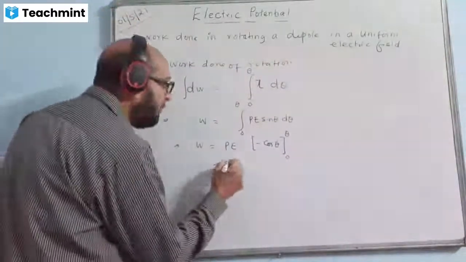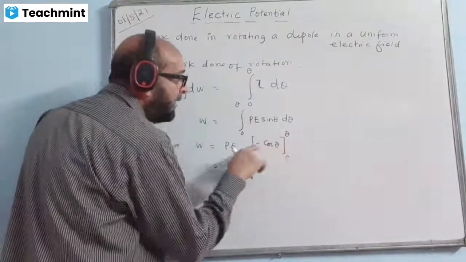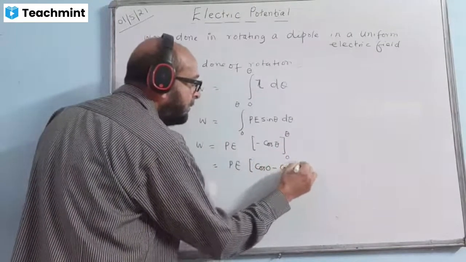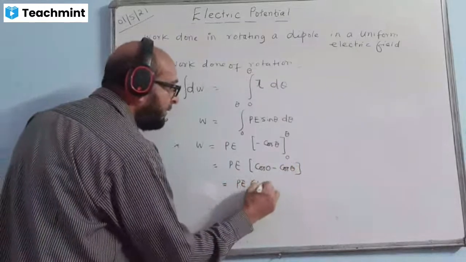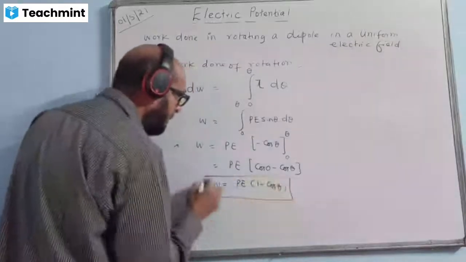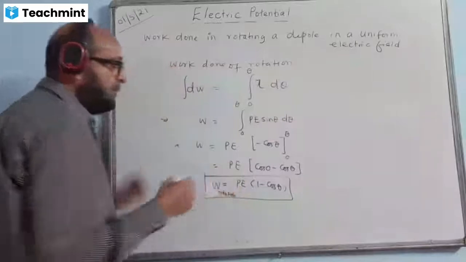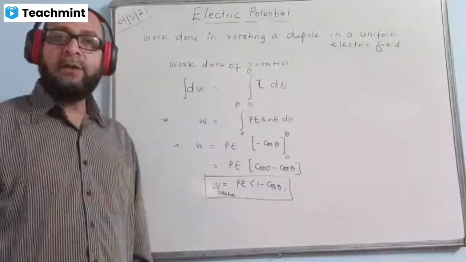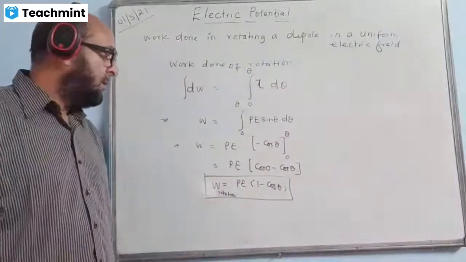So we can write like this now, PE. Instead of writing the upper limit first, we are adjusting the minus sign by writing the lower limit first and then the upper limit. This will become PE, cos 0 degree is 1, so you can write 1 minus cos theta. This is the formula of work done in rotation of a dipole, when we are rotating a dipole through an angle theta from the equilibrium position, when theta was 0 degree.